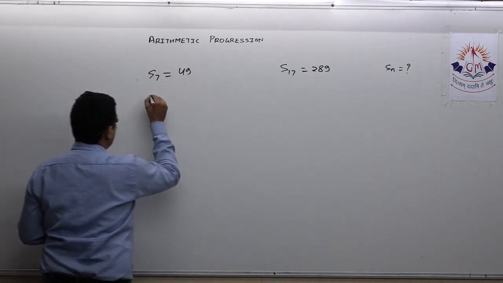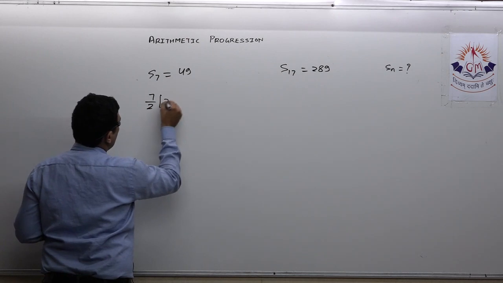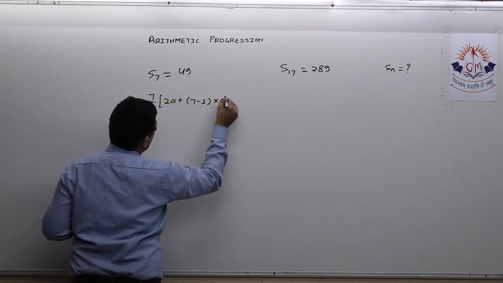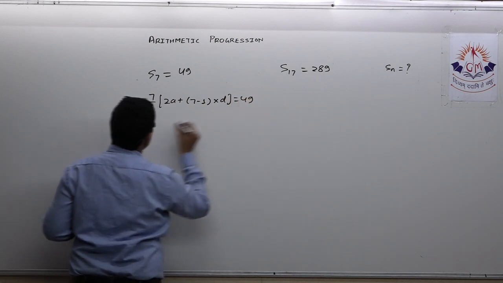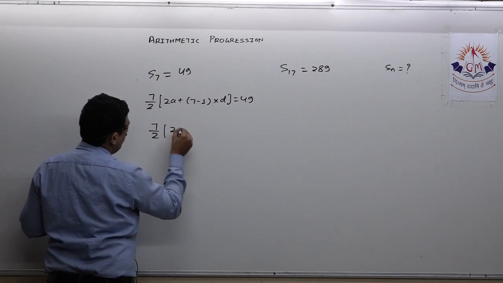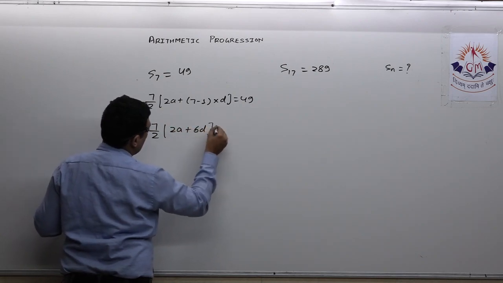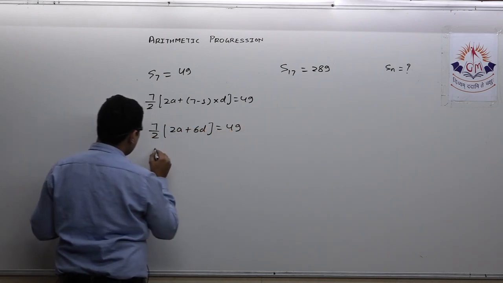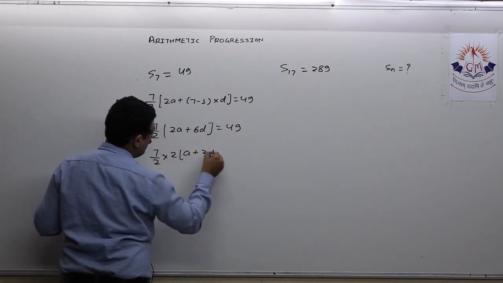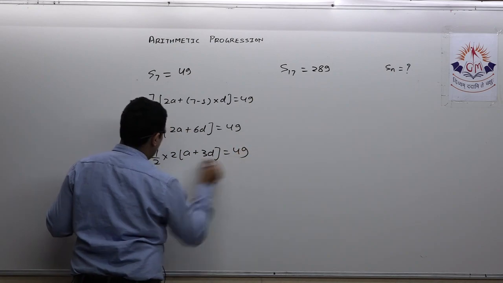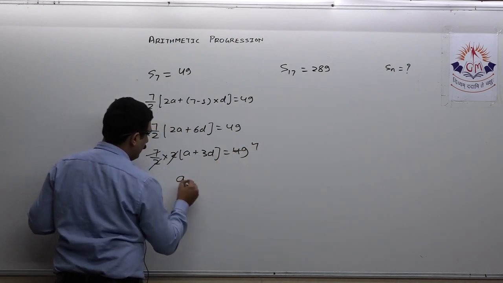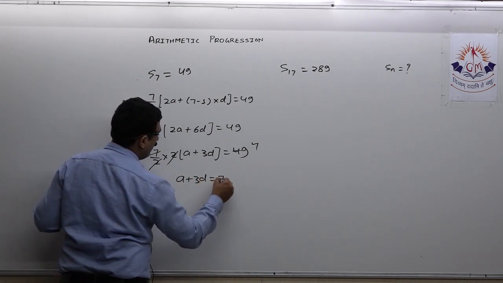So S7, that is 7 by 2 (2a plus (7 minus 1) into d) is equal to 49. So 7 by 2 (2a plus 6d) is equal to 49. 7 by 2, 2 is common, (a plus 3d) is equal to 49. Now this 2 and 2 cancel, this 7 and 49 cancel. So what I got? a plus 3d equal to 7.